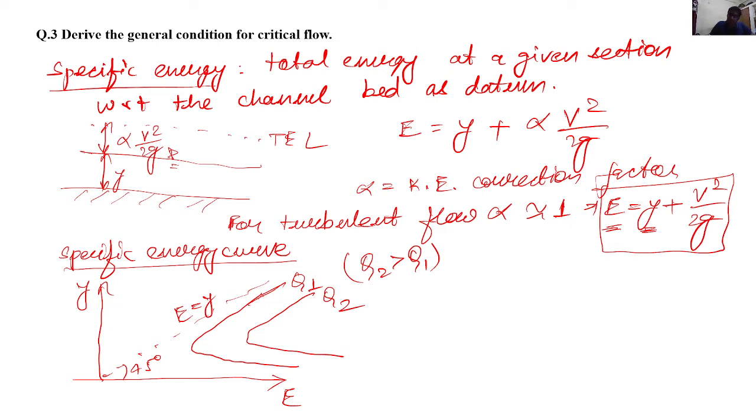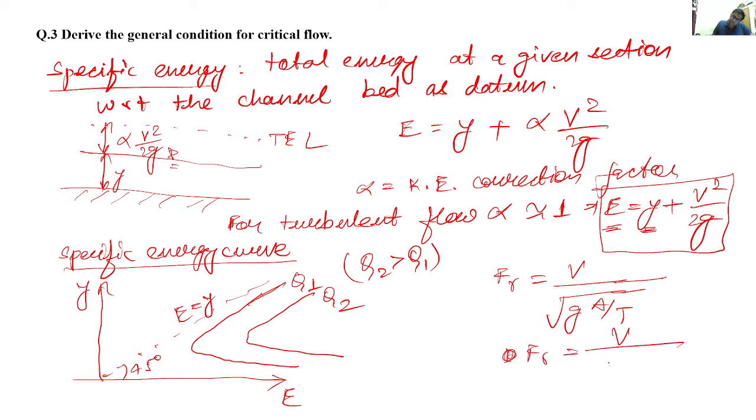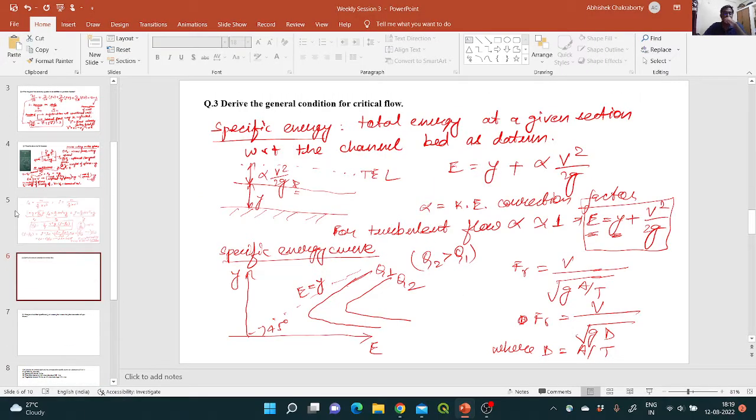Before moving further into the derivations, I will just make you recall the expression for Froude's number. It's nothing but V, the flow velocity, times A by T, where A is the cross section area and T is the top width of the channel. Or you can write Fr is equal to V by square root of GD, where D is A by T. We'll take another slide to explain it.